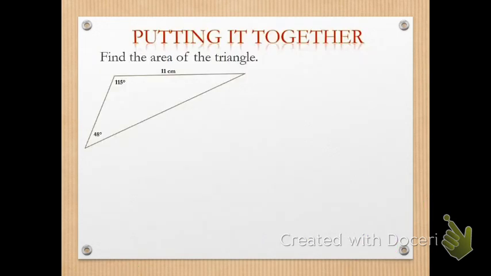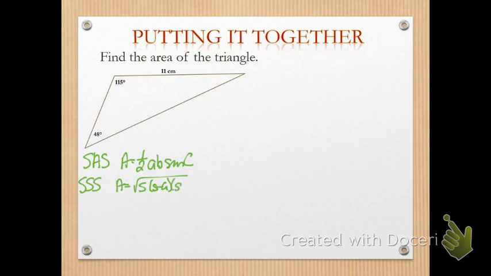All right, we're going to do another example, only this time I've got a little trick in store for you, because when we look at this one and I ask you to find the area, you notice you have neither SAS, for which you can use area equals 1/2 AB sine C. You don't have SSS, where you can use Heron's formula, which is that big old long S, S minus A, S minus B, S minus C, square root of all that.